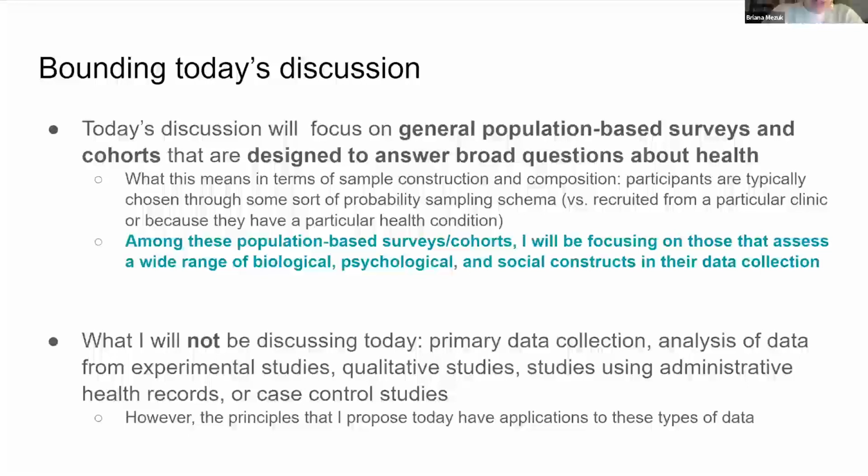What I'm not going to be talking about today is primary data collection, given the name. I'm also not going to be talking about analysis of data from things like experimental studies or qualitative studies or administrative health records, but I think many of the principles I raise today you could apply there. I just want to make it clear where I'm drawing the bounds of the discussion for today.